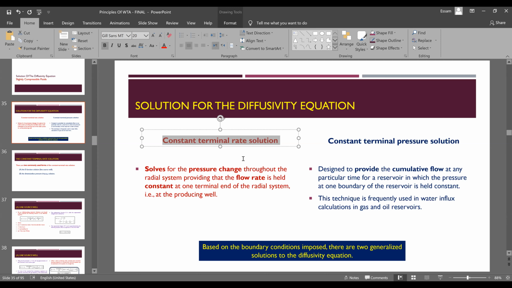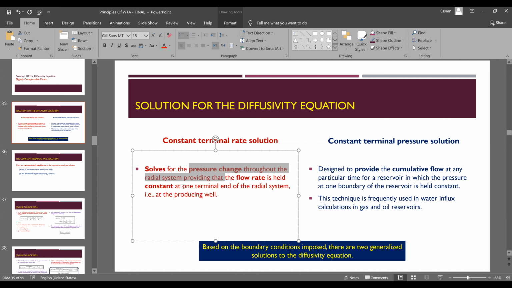What is the basic concept? It solves the diffusivity equation with keeping in mind that our target is to account for the pressure change throughout the radial system, providing that the flow rate is held constant. So these are assumptions for the analytical model. Mathematically, if you don't meet these assumptions, you cannot use this analytical model.